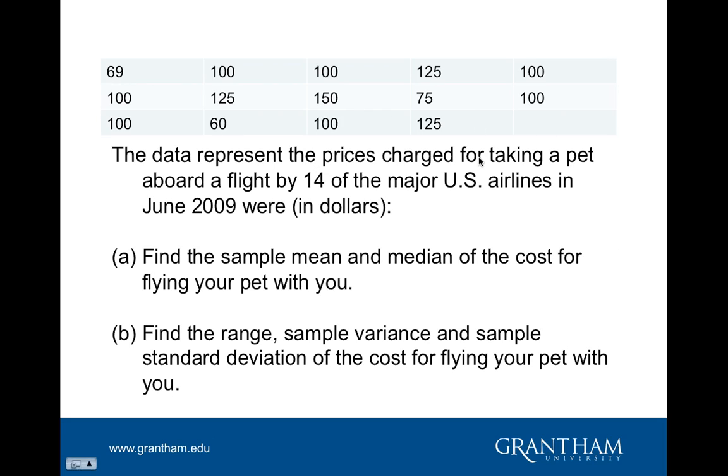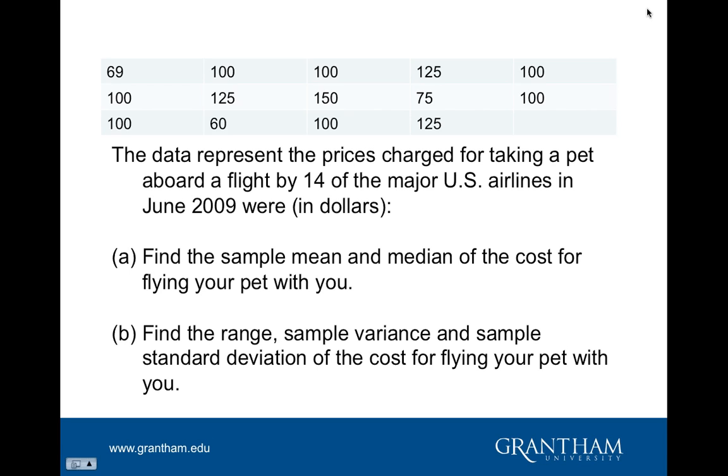Now, with all of these numbers, what are you asked to do? You're asked to find the sample mean and median of the cost of flying your pet with you. And you're asked to find the range, the sample variance, and the sample standard deviation of the cost for flying your pet with you. Now, what could you do to solve this? You can take 69 plus 100 plus 100, add up all of these numbers, and then divide by 14. You can do that in a calculator by hand if you're really that smart, or you can use an Excel function. Now, we're going to show you how to do that.